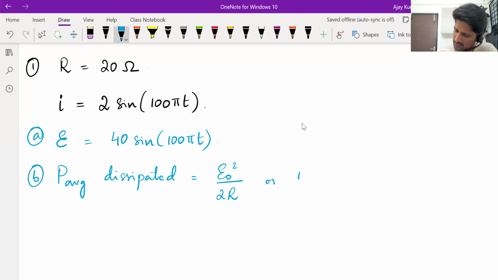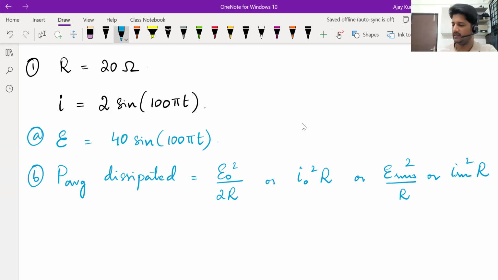You can even use I naught square into R. You can also use E RMS square divided by R. You can also use I RMS square multiplied with R. Any one of these will give you the answer, and they'll all give you the same answer.